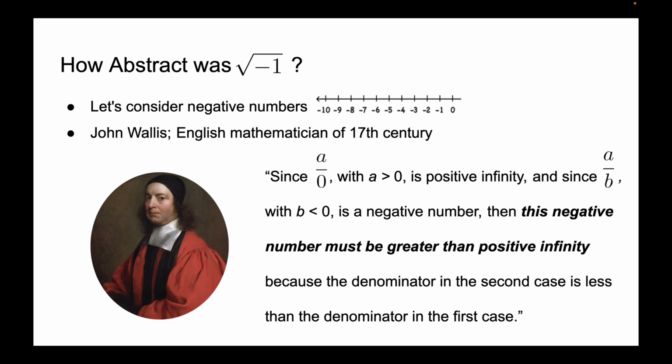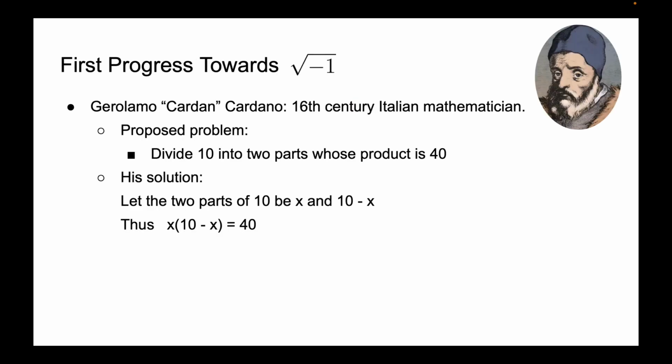But you're probably wondering now, well, what was the first progress made towards understanding the square root of negative 1? Well, let's take a look at Girolamo Cardano, or Cardan, a 16th century Italian mathematician. He proposed a problem of dividing 10 into two parts whose product is 40. Seems simple enough. So his solution was to let the two parts of 10 be x and 10 minus x. Therefore, multiplying these together, x times 10 minus x equals 40. That can be expanded to x squared minus 10x plus 40 equals 0.